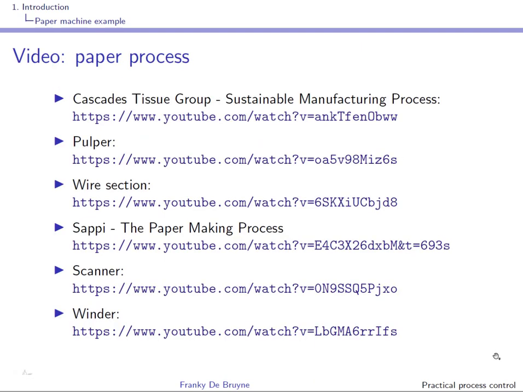Before talking about the paper machine example, I will show you a short video about the paper process. Well, the video that you're about to see is based on the references that you see here on the screen. The different parts described in the video, the pulper, the wire section, etc., well, they come from different machines. Very often also old technology is shown, for instance at the wire section, but showing old technology has the advantage that it's easier to see things and easier to explain things.